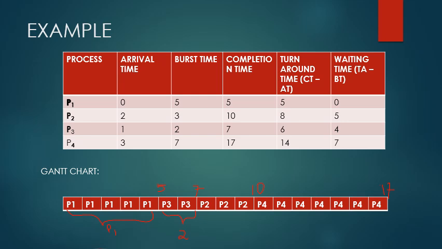To make it even more pleasing, you can add different colors for different processes, and you can just write one single box for P1, one single box for P3, one single box for P2, and one single box for P4. That looks even more amazing.